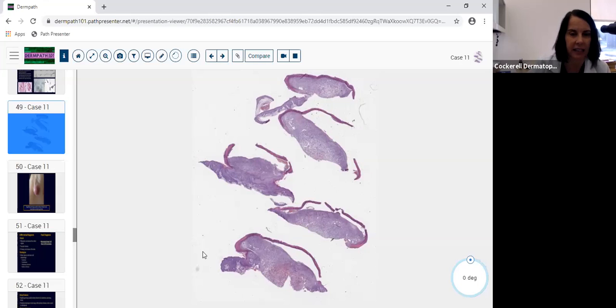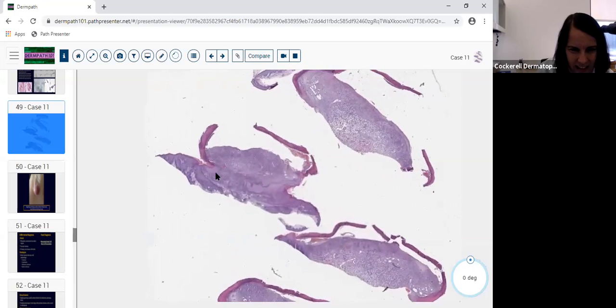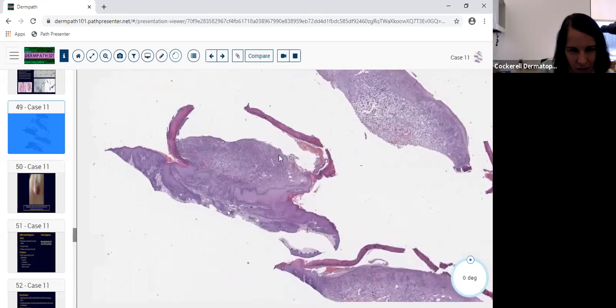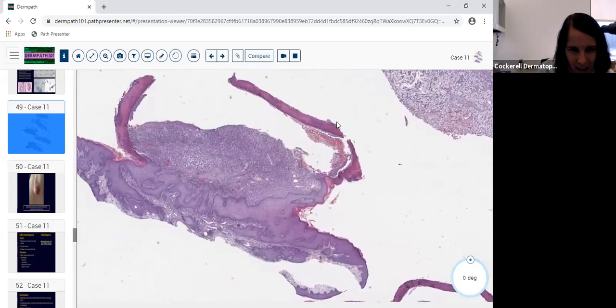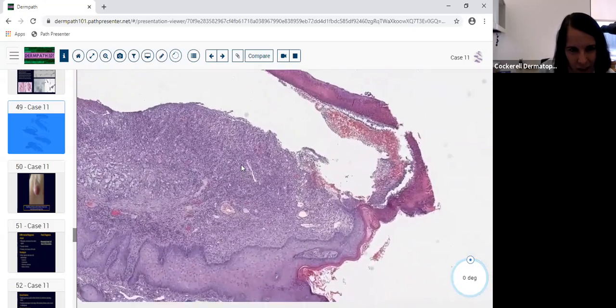The next case that I want to go over with you all is case 11. I don't know if you all had a chance to look at this, but on low power, you see this polypoid structure that's exophytic. And you also note that the epidermis is missing on the top, and that it looks like there's ulceration here.